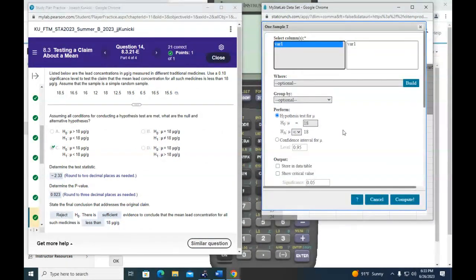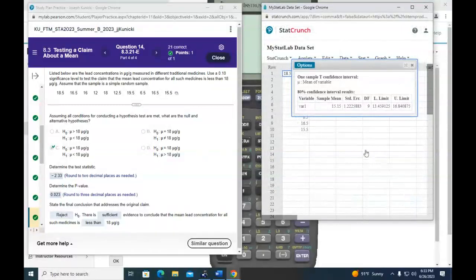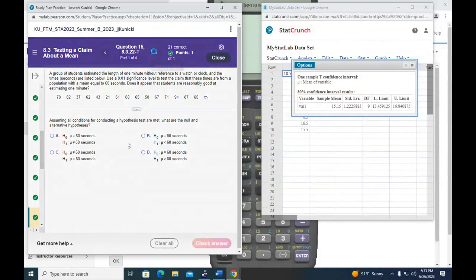Because if I take an 80% confidence interval, because it was left tail, so it's got to be balanced, you'll see that 18 is not in there. So we have sufficient evidence to show that it's less than 18. That's using the confidence interval. All right, that was 21. One more, 25.